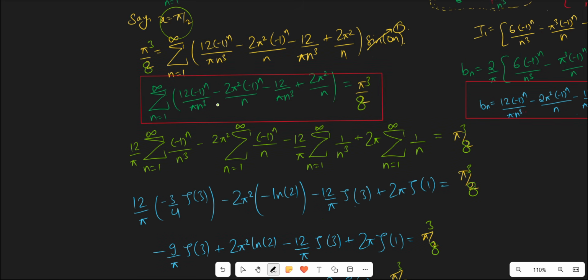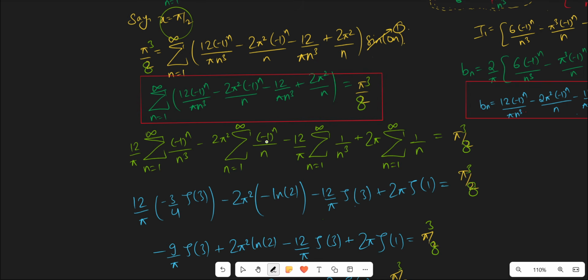Yeah, we would have this series as pi cubed over 8, right? So just breaking the series up, as we can do, and putting the constant outside the series, we would have this thing. Look, the sum of negative 1 to the n over n cubed is just negative 3 over 4 zeta of 3. Look, I'm not going to evaluate this in this video, but later on I will try to do this, right?